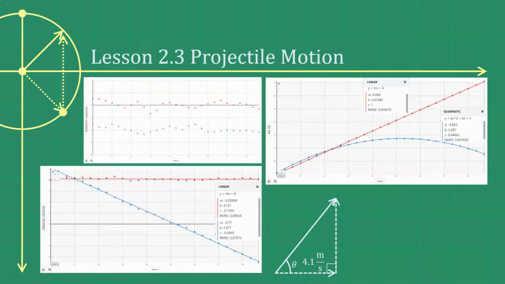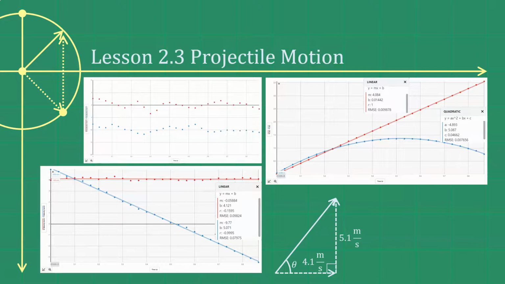Notice that in the y equals mx plus b equation for the velocity time graph, that b value, the y-intercept, is 5.071, which rounds to 5.1 meters per second. I'm fairly certain that the initial velocity of this basketball in the vertical dimension is 5.1 meters per second.